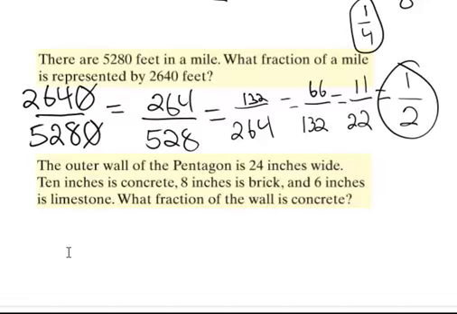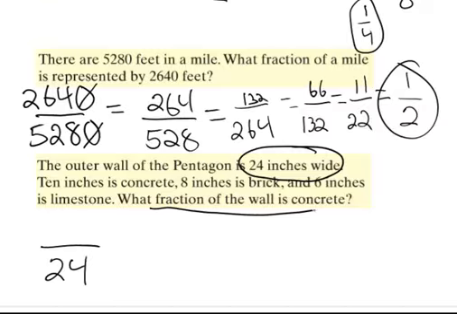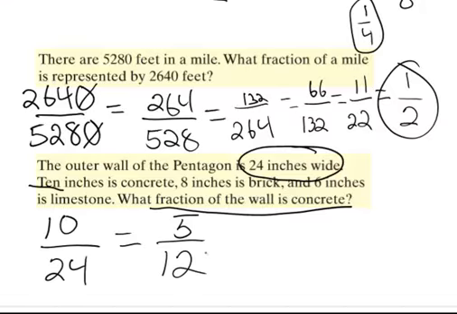All right, the last problem I have here out of 2.3 says the outer wall of the Pentagon is 24 inches wide. 10 inches is concrete, 8 inches is brick, 6 inches is limestone. What fraction of the wall is concrete? Okay, the first thing I know is that the whole wall is 24 inches wide. So there's my base number. It says what fraction of the wall is concrete? Well, it tells me right here, 10 of those inches are concrete. All I'm going to do is divide them again. I can divide them both by 2. 2 goes into 10 5 times, and 2 goes into 24 12 times. And now I'm done.